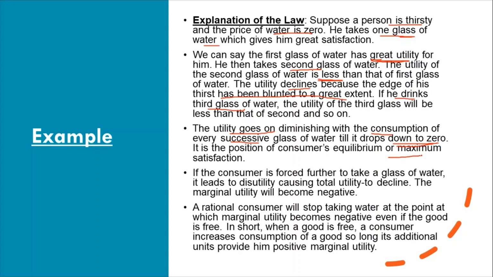That point is your maximum satisfaction. That means you're completely satisfied, your thirst is completely quenched, and you just cannot take any more of that good. So even if it's free, if you are a rational consumer, your motive or aim is just maximizing your satisfaction. So there will come a point when you've maximized your satisfaction and your utility falls to zero. The utility that you derive from any additional unit just falls to zero. And even if you're forced to take that glass of water, you would decline, because this will lead to disutility.